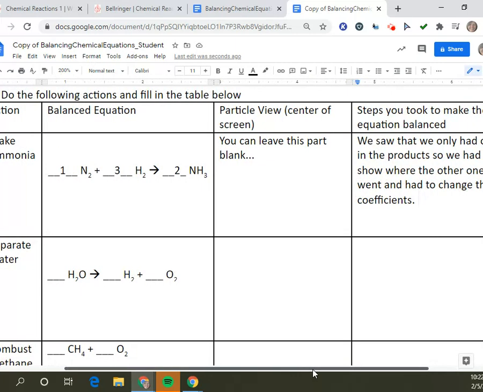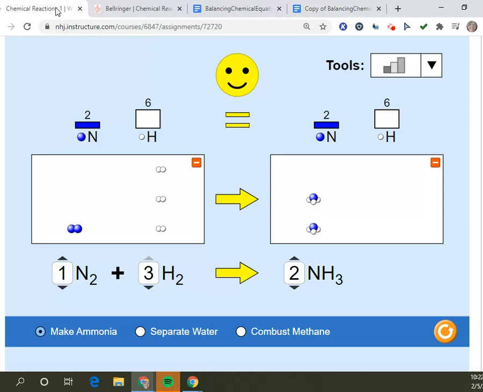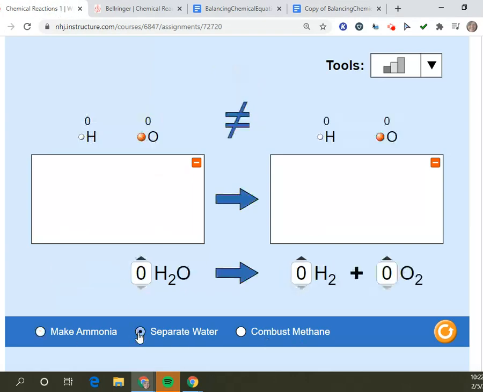Let's go ahead and the next one we're going to do is separate water. So if we go back to the lesson, see this ribbon here tells us separate water. Always start with that invisible 1 so that we have something to look at. And then what do you notice before we even look at it? What do you notice is different about this equation? Say that again. What does that mean?